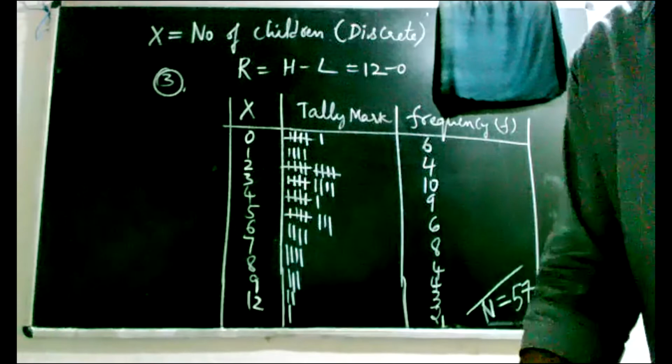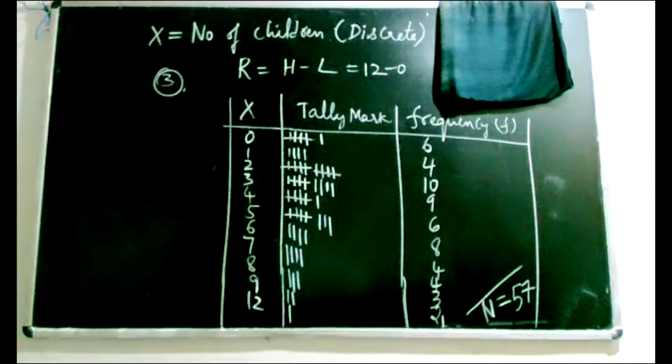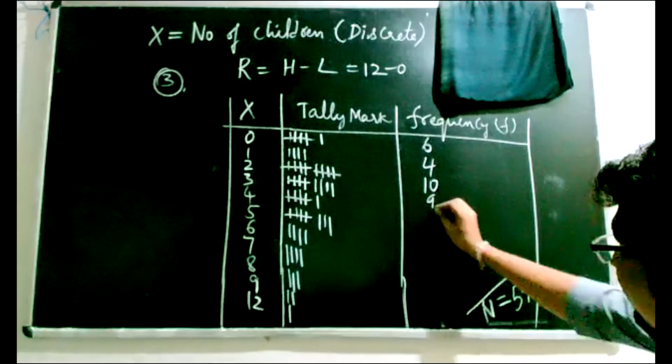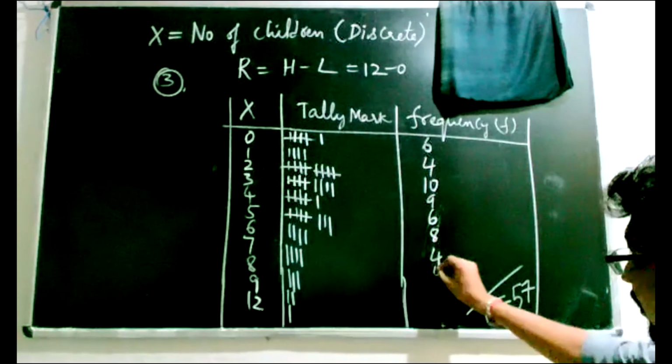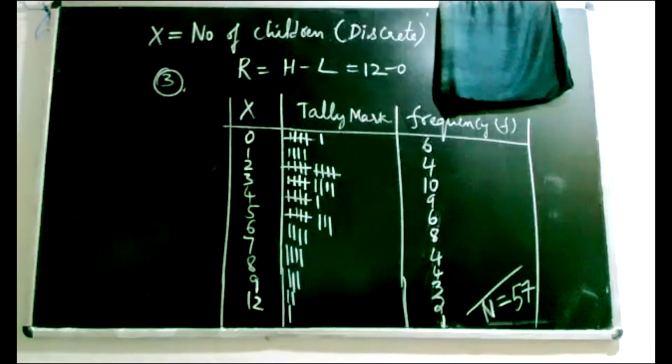How much have they considered? Okay, so n equals 57 is tallied. Now tell me whether my frequencies are correct: 6, 4, 10, 9, 6, 8, 4, 4, 3, 2, 1. Yes, sir. Got the same.